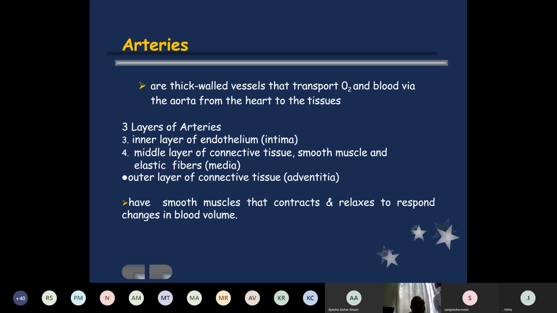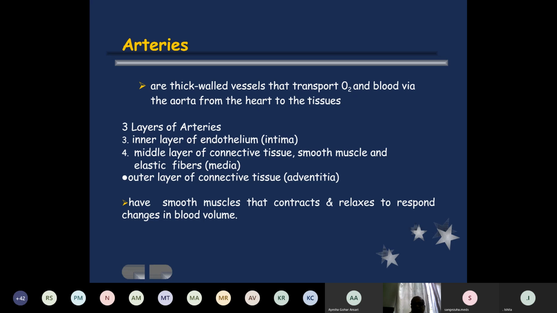Arteries are thick-walled vessels that transport oxygen and nutrition through blood via the aorta from the heart to the cellular level or tissues.